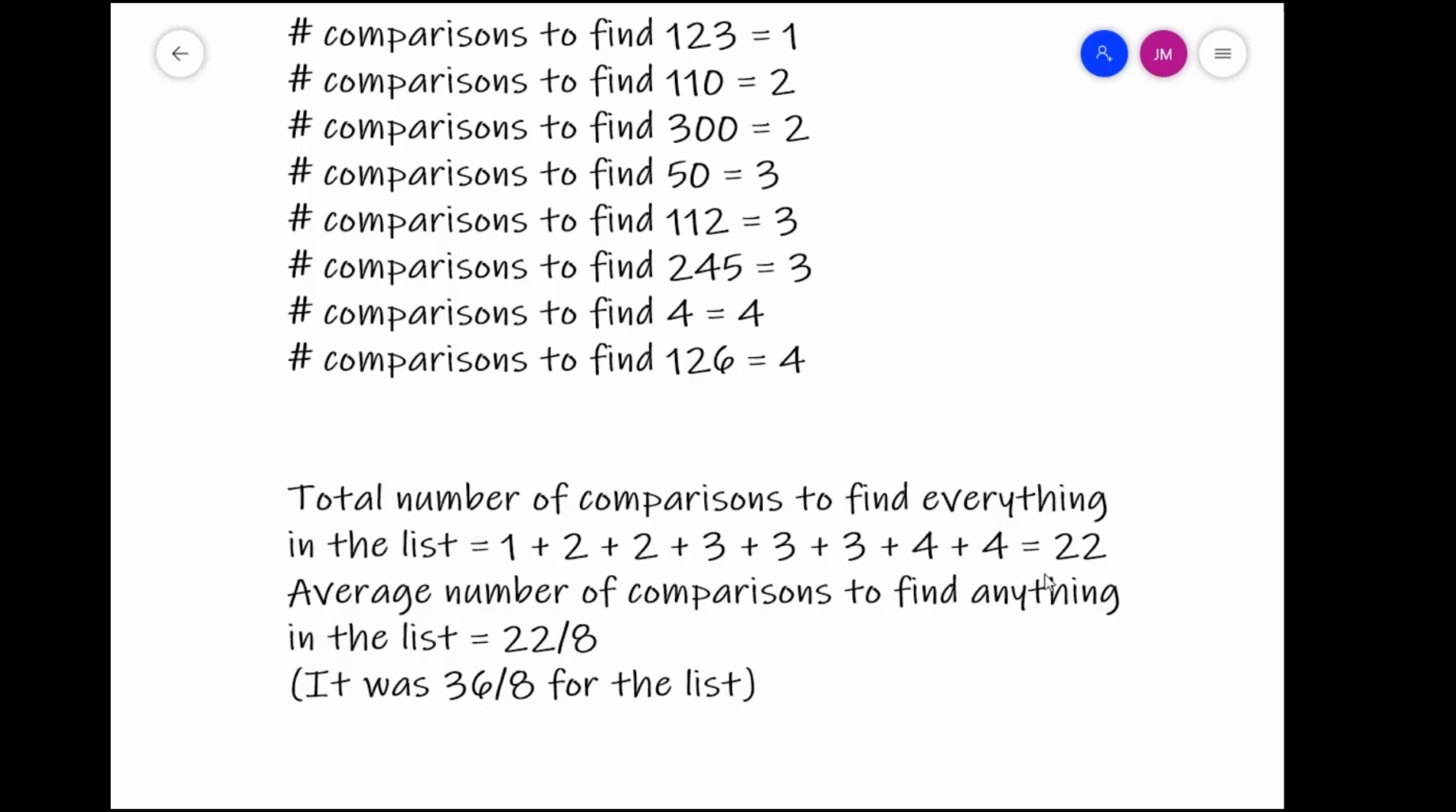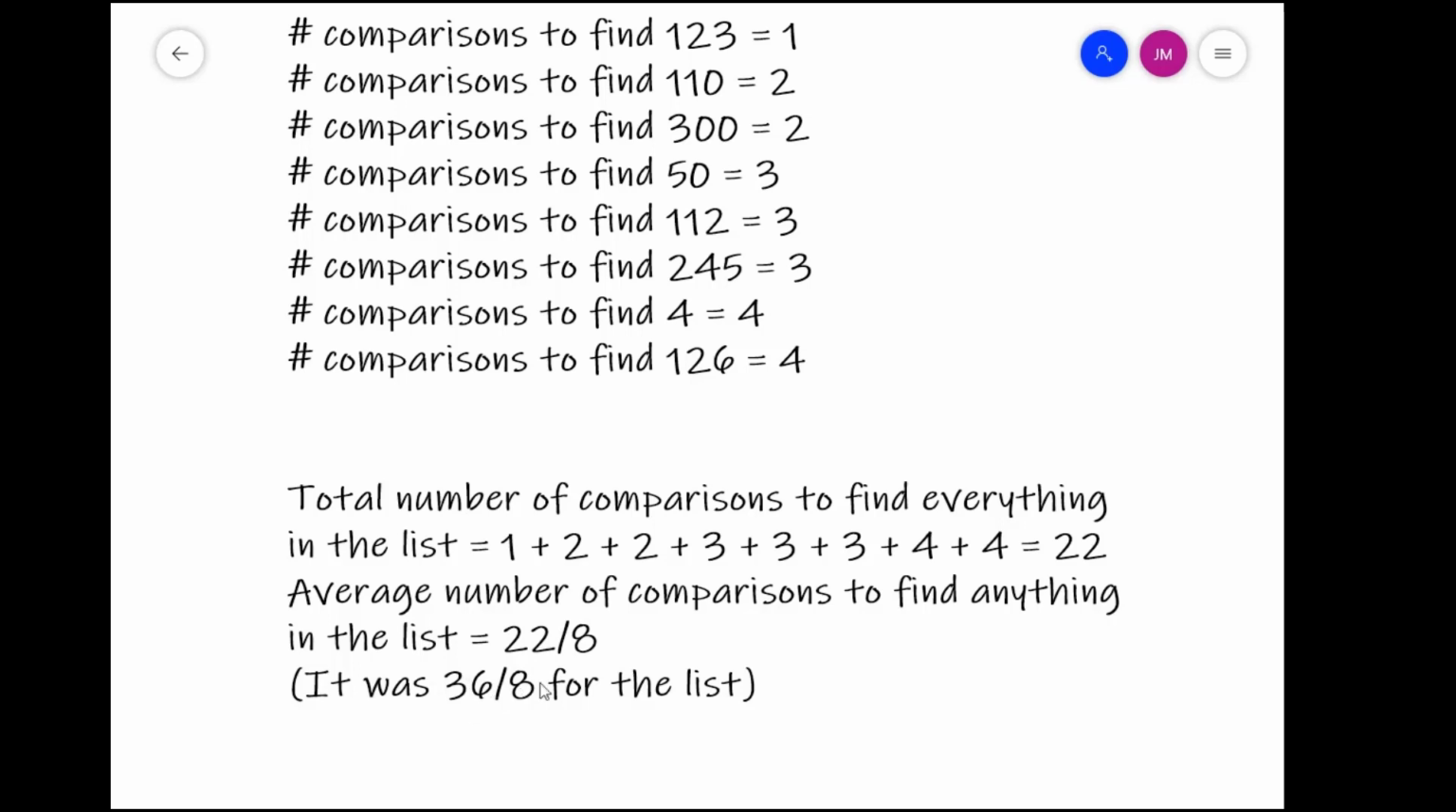It was 36 for the list. It's 22 now, which means that the average number is 22 divided by 8. 22 divided by 8 is 3 1/8. So for our tree, the average number of comparisons is 22 divided by 8, and for the list it was 36 divided by 8. And you can see that there is quite a big difference just for 8 integers.